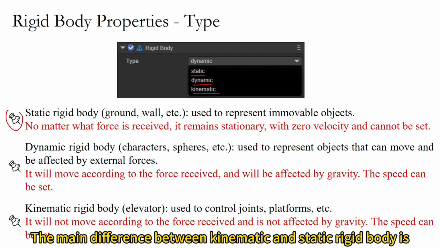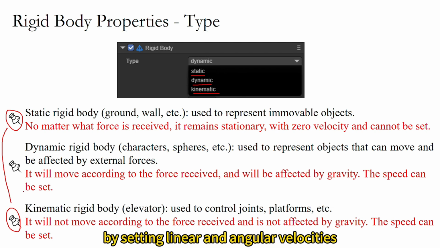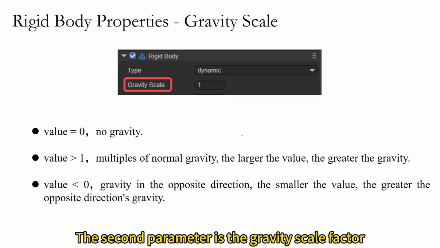The main difference between kinematic and static rigid body is that kinematic rigid bodies are usually made to move by setting linear and angular velocities. The second parameter is the gravity scale factor.